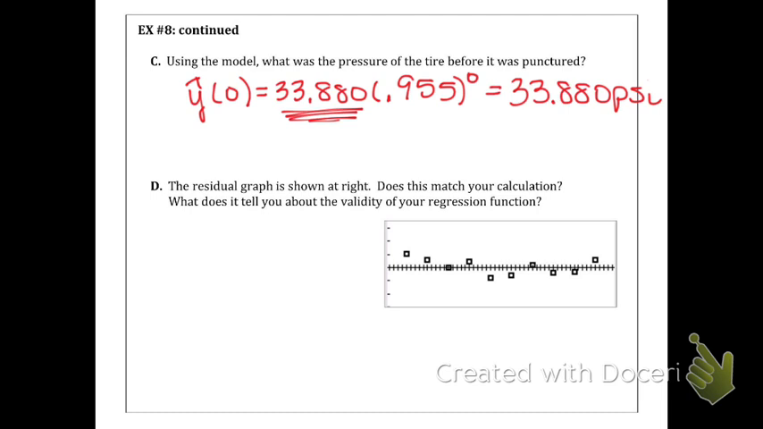All right, and D says the residual graph is shown at the right. Does this match your calculation? So you can go in and look at your residual plot. Make sure you can see the positives and the negatives of it, okay? And it should look like this. It says, does this match your calculation? So yes, it does. And what does it tell you about the validity of your regression equation?